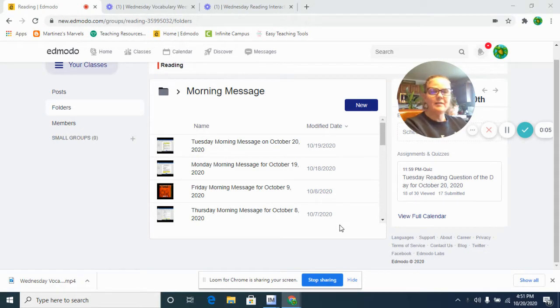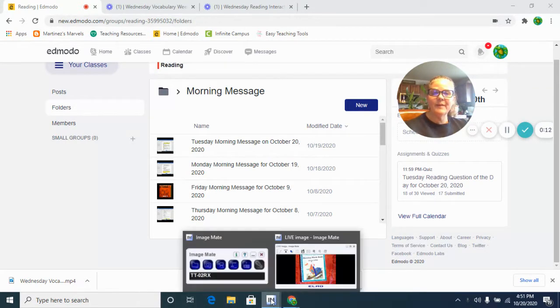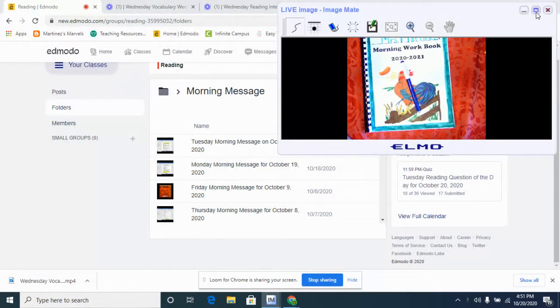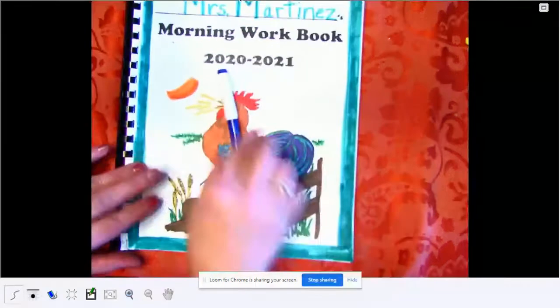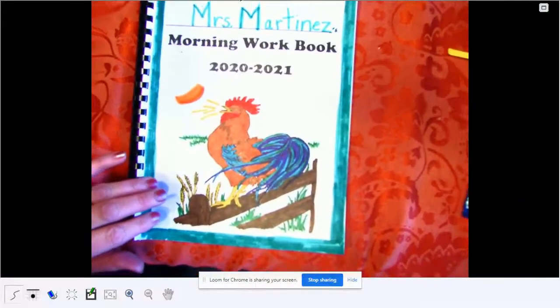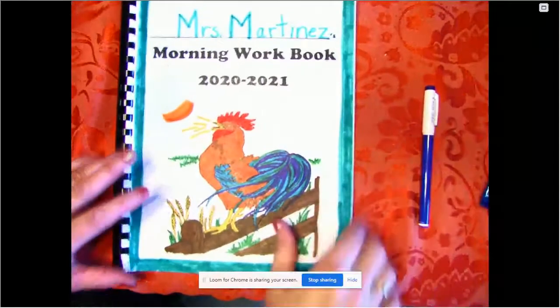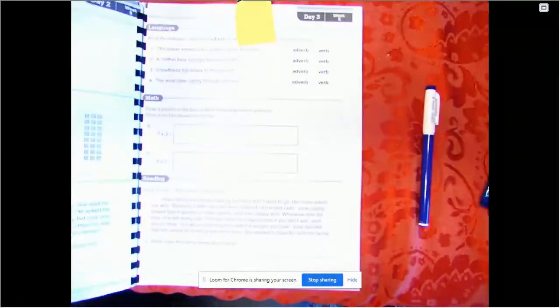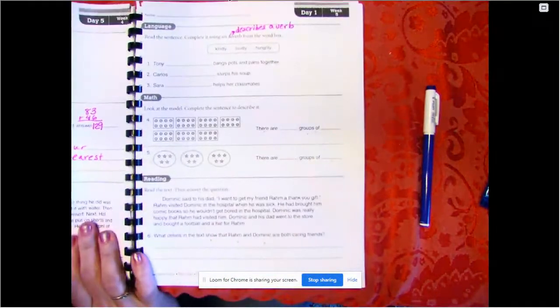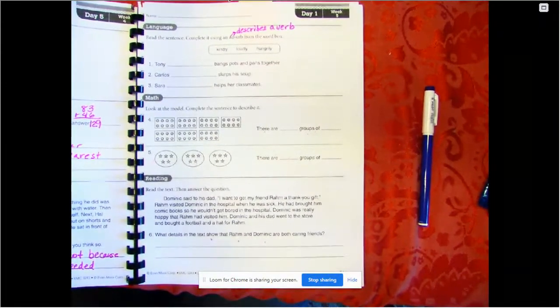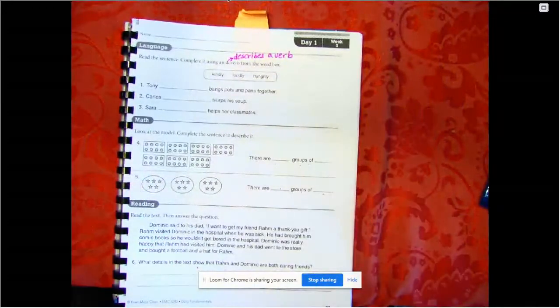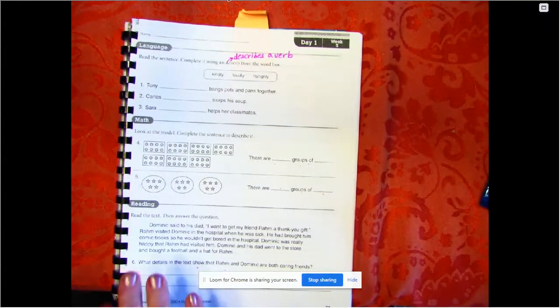So if you would please grab your morning workbook and something to write with, and I will meet you over with the camera. All right, here we go. So let's see where we are in our book. So yesterday we did page 31, and we're going to correct it today, and then we'll get started on page 32. All right, so read the sentence.